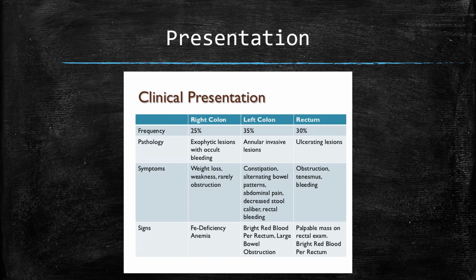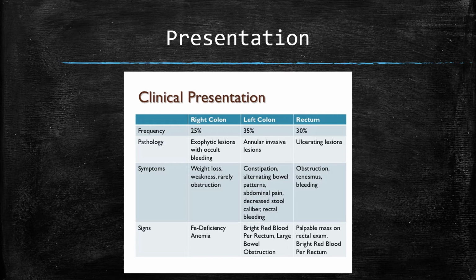Colon cancers have different gross morphologies and different symptomatology depending where on the colon they're located. Right-sided cancers tend to be exophytic, and their typical presentation is with an iron deficiency anemia. The patients will often complain of weakness, getting tired real easily, and may have a hemoglobin as low as 8 or 9.